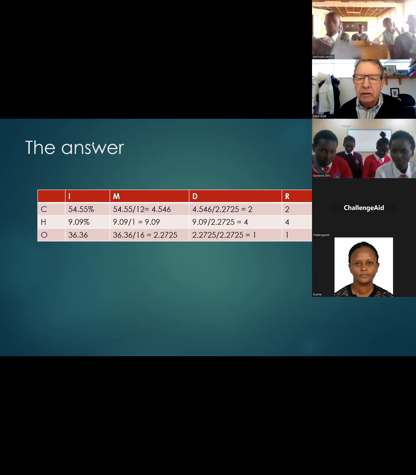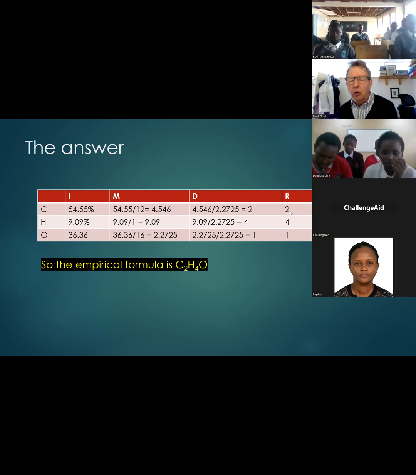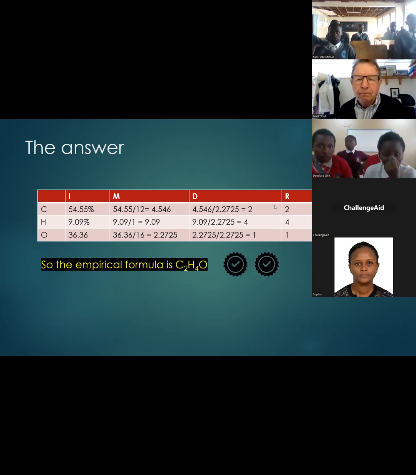C2H3O, not C2H3O, it's C2H4O, but you've got exactly the right idea with finding the molecular formula. That's really good. So here it is, the first bit, IMDR, simple: 54.55, 9.09, 36.36. And divide through by the 2.2725. We get 2 4 1, so it's C2H4O. And that's 2 marks out of the 3.